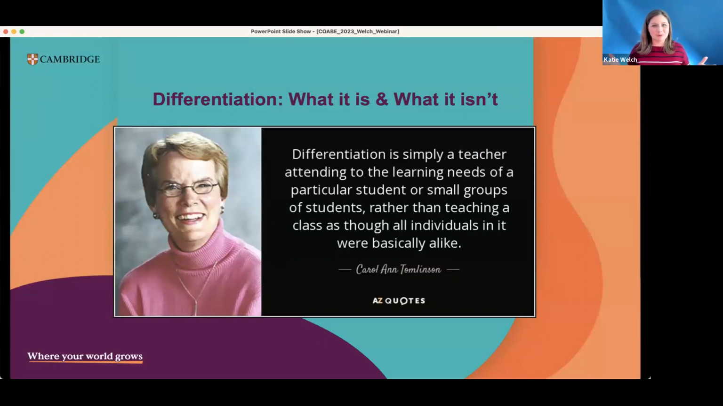First, just so that we can make sure we're all on the same page, differentiation, we want to define it and say what it is and also what it isn't. And so Tomlinson here defines it as a teacher attending to the learning needs of a particular student or small groups of students, rather than teaching a class as though all individuals in it were basically alike. In essence, Tomlinson is saying that we do not want one-size-fits-all teaching in any of our classrooms. And we want to instead think about the learning needs of individuals and small groups within our classroom.